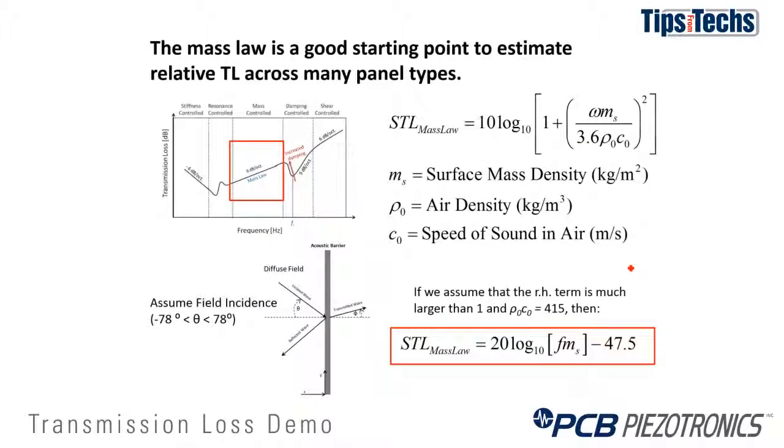The mass law is a good starting point to estimate relative transmission loss between many panel types. This simplification of transmission loss theory assumes an even distribution of incident sound energy on a panel over an angular range of minus 78 degrees to plus 78 degrees. This is known as field incidence. It also assumes that the panel is being excited in its mass control frequency region, shown by the red box here.